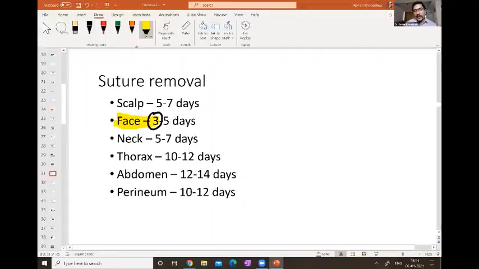You are correct, pancreatico-jejunal anastomosis, proline, fine proline sutures can be used.